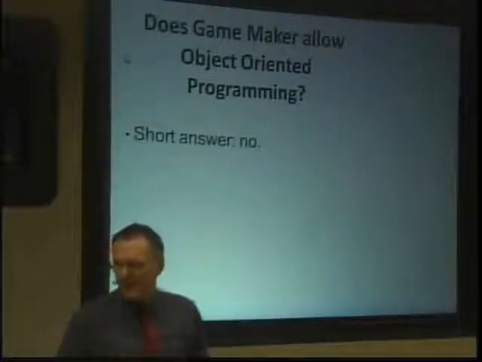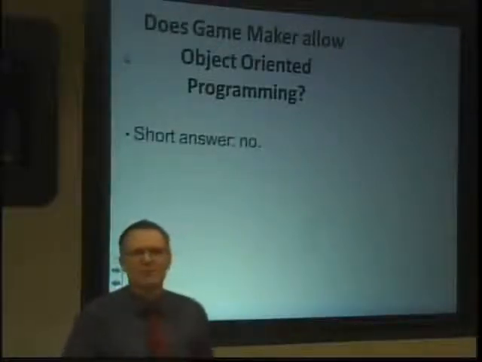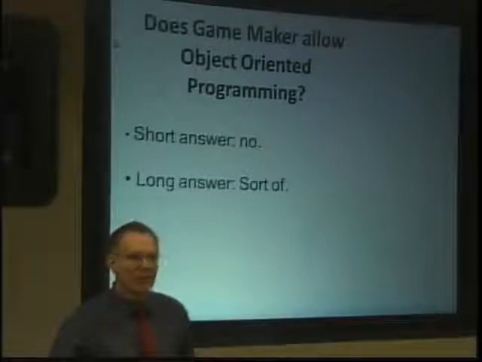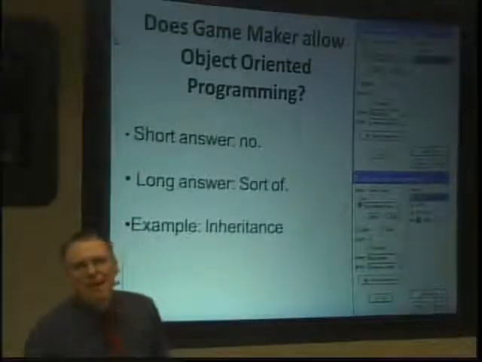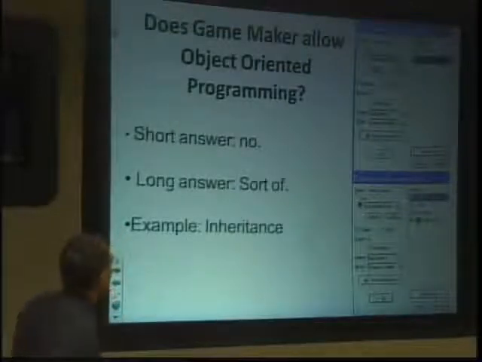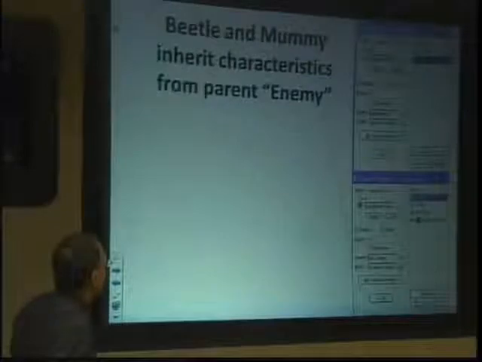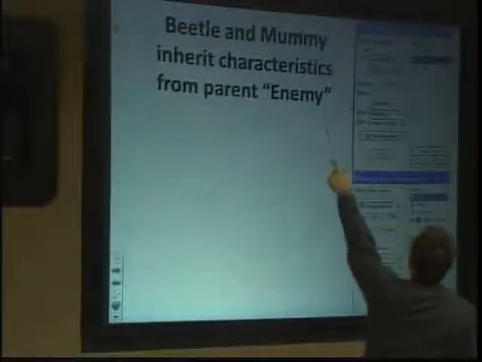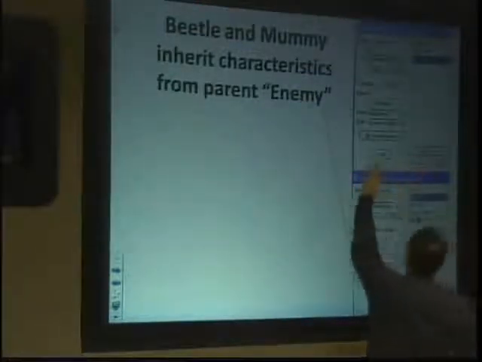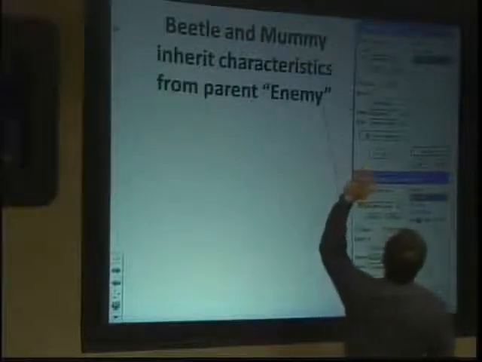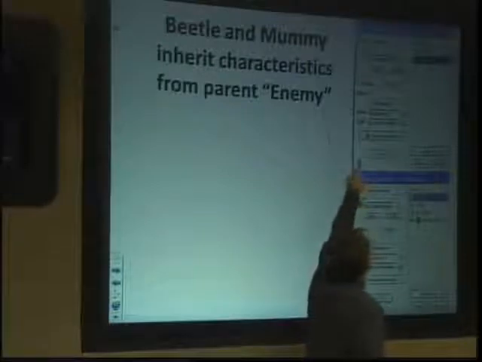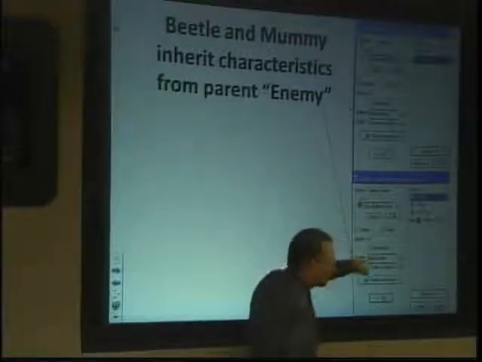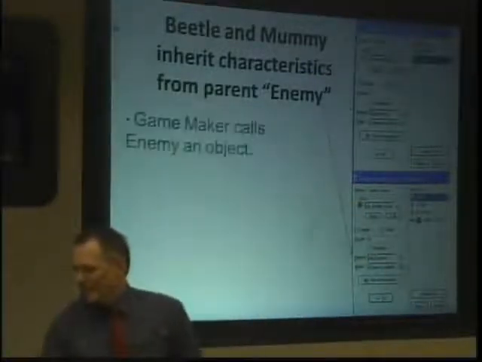Let's talk about, does GameMaker allow you to do object-oriented programming? Shorter answer is most programmers say no. Long answer is yeah, sort of. You do object-oriented programming in GameMaker. For example, inheritance is an object-oriented programming concept, and inheritance also works in GameMaker. Remember, if you're working on your Pyramid Panic, you've got these objects called beetle and mummy that both inherit characteristics from their parent called enemy. So you see, the parent of mummy is enemy. The parent of beetle is enemy. And you should be used to that, though.